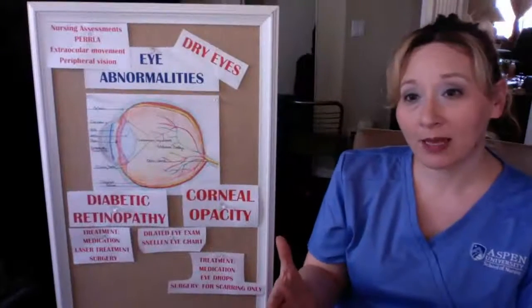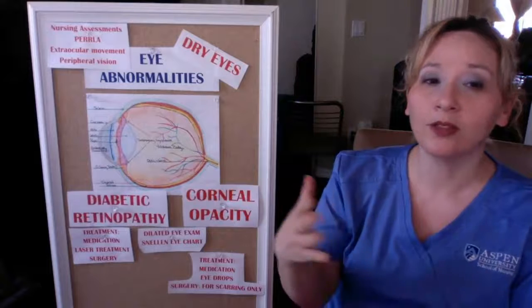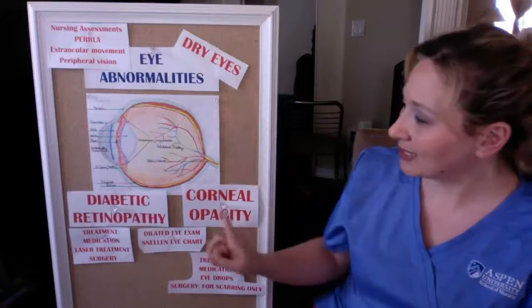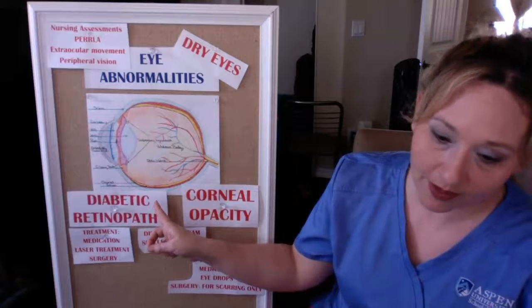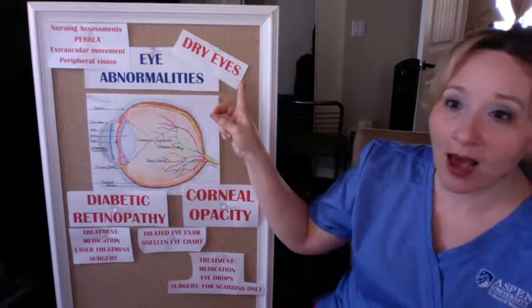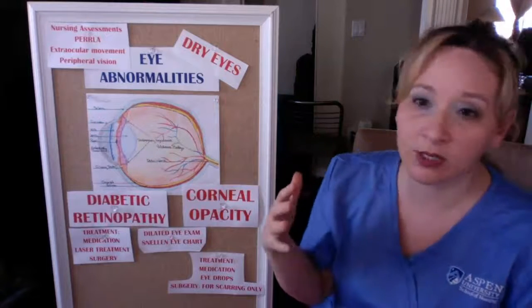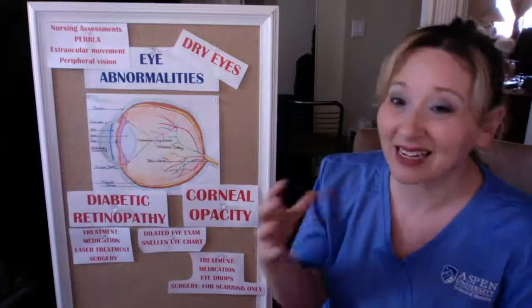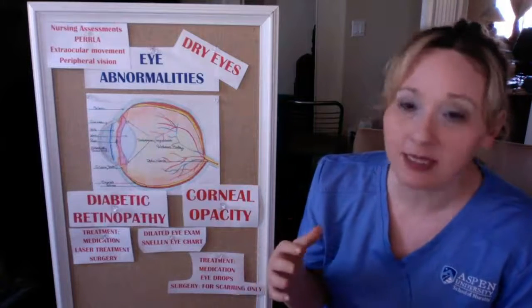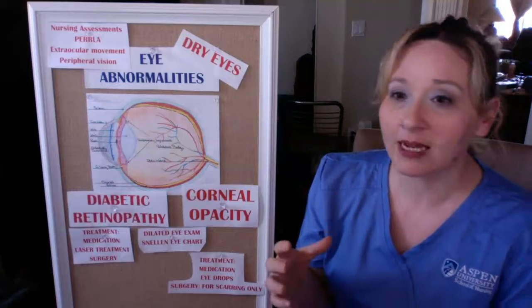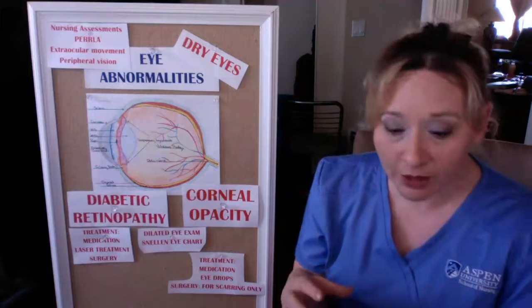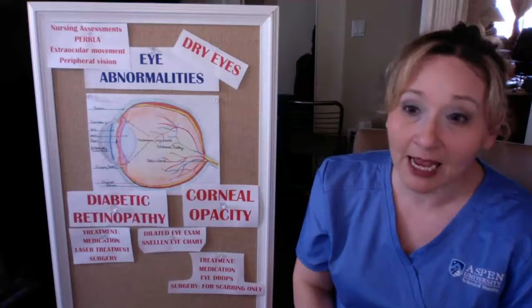So three abnormalities that you may find with the eye are dry eyes, corneal opacity, and diabetic retinopathy. Now, with dry eyes, the tear glands don't produce as many tears on the eye, which results in itchiness and a burning sensation. You might find some reduced vision due to that, some blurry vision. There might be sensitivity to light.